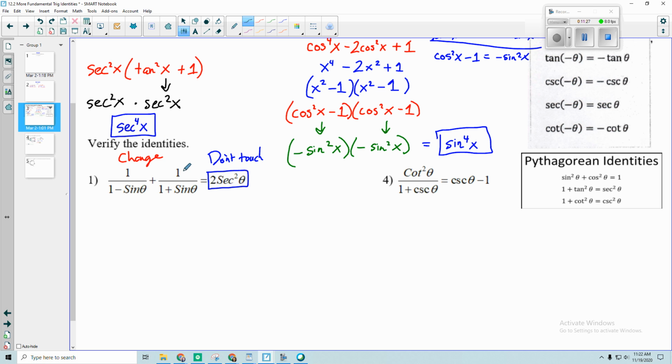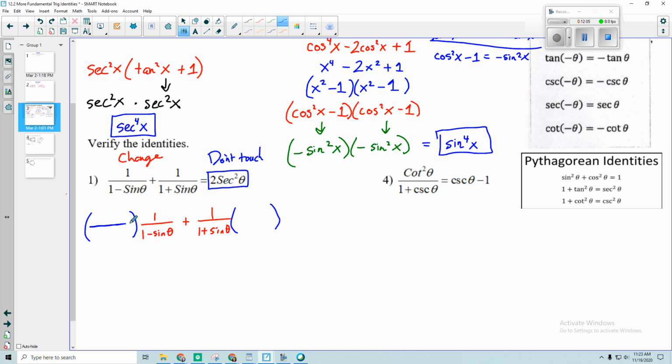Since this is already in terms of sine, let's make these denominators the same so that I can add these two fractions together. I'm going to rewrite this right now in red: 1 over 1 minus sine of theta plus 1 over 1 plus sine of theta. This is very similar to a problem we did in one of the earlier videos, but we're going to multiply both sides by a fancy 1 so that we can make the denominators the same.